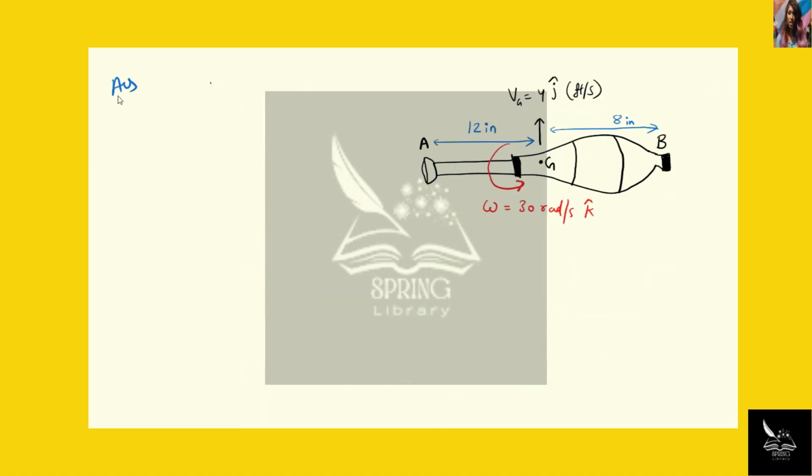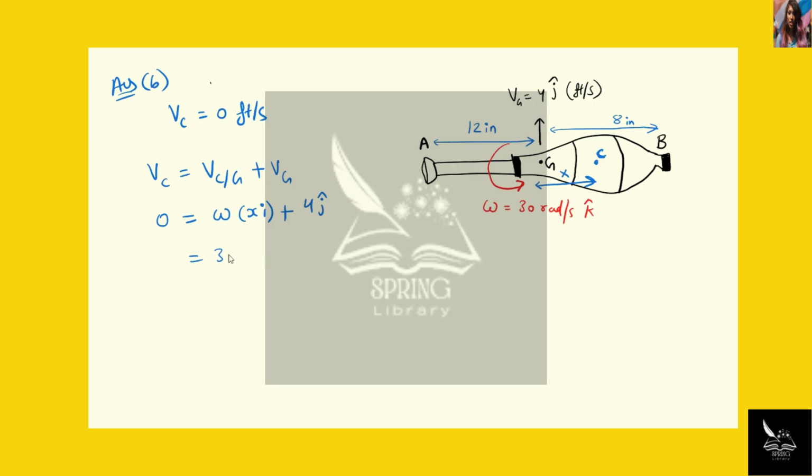Now in the second part we find the location of the instantaneous center of rotation. Let us assume the instantaneous center of rotation is at x distance from the center of gravity, and this is represented as C. We know that at the instantaneous center point the velocity is equal to 0 feet per second. So velocity of C is equal to velocity of C with respect to G plus velocity of G. Velocity of C is equal to 0, and velocity of C with respect to G is equal to omega cross this distance x, so this is x i cap, plus Vg which is 4 j cap, omega is 30 k cap.